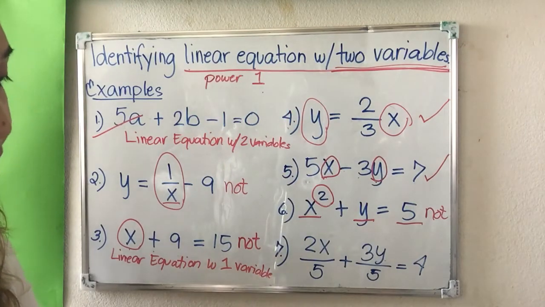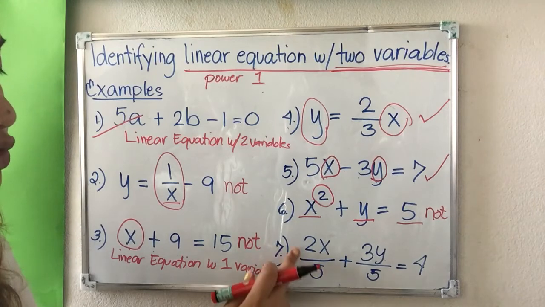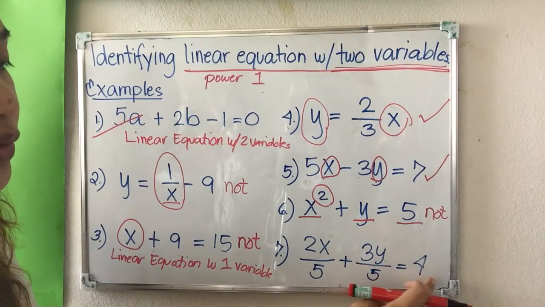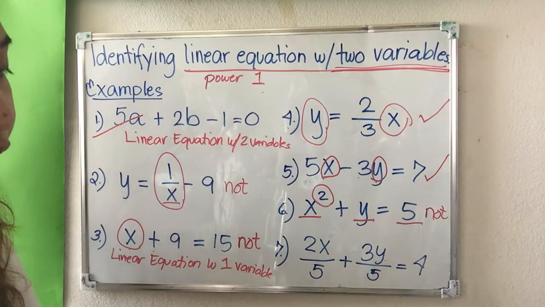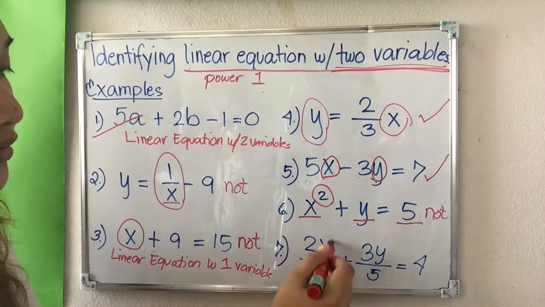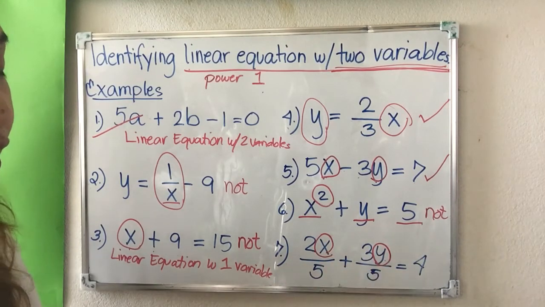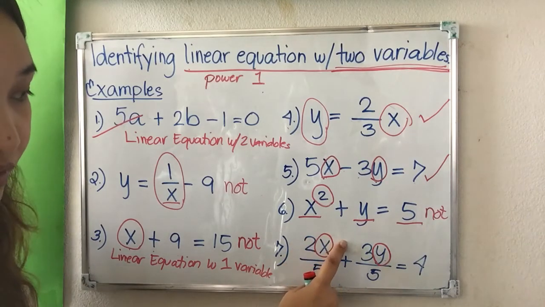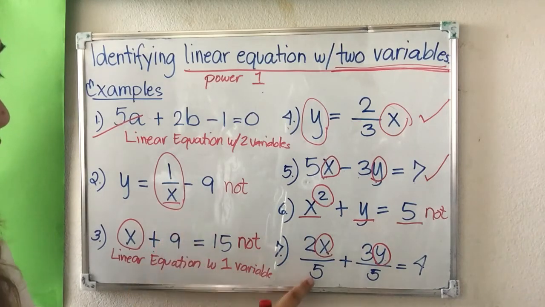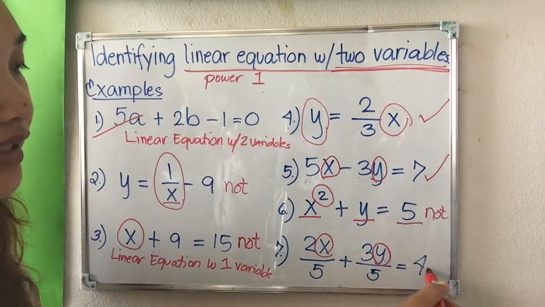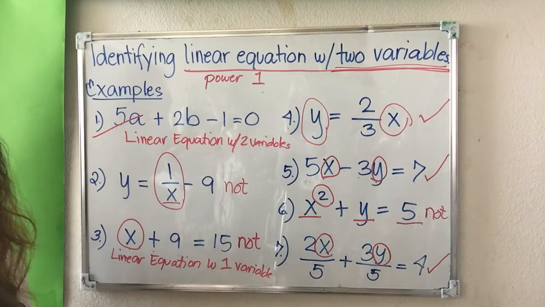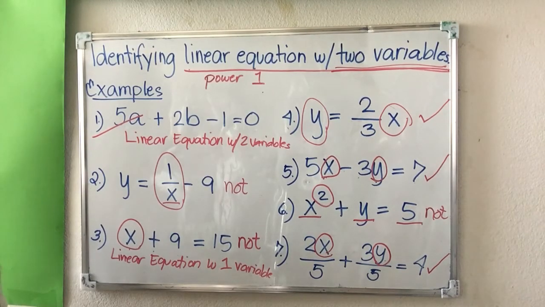Number 7, we have here 2x over 5 plus 3y over 5 is equal to 4. Do we have two variables here? Yes, we have x and we have y. The x here is in the numerator, not the denominator. Therefore, number 7 is a linear equation with two variables. So that is how you identify a linear equation with two variables.